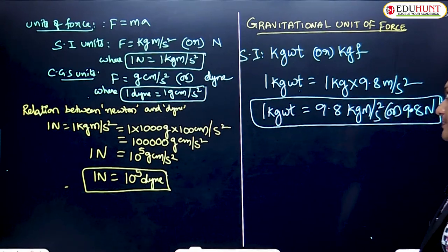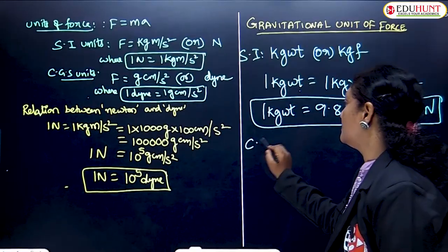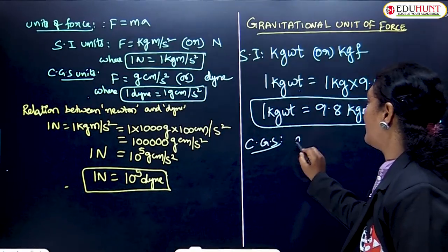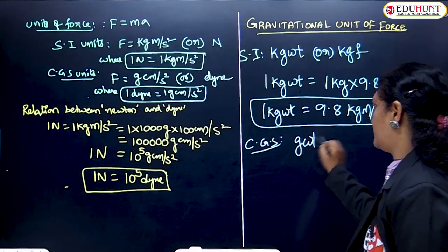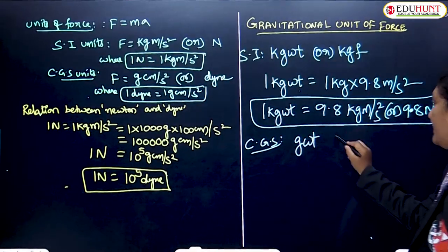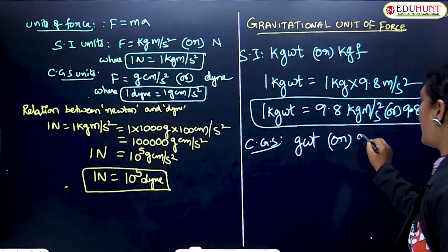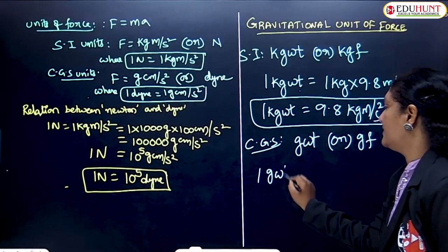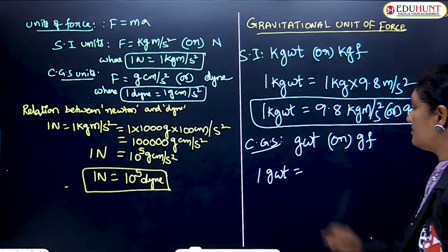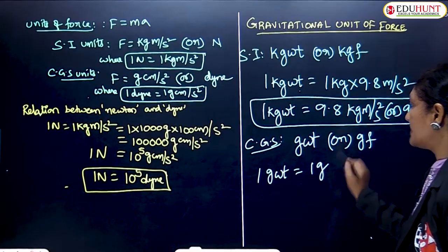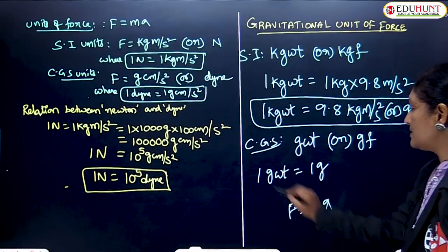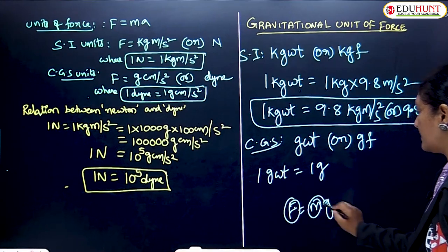If you would like to represent the same in CGS units of gravitational force, then instead of kg you will have gram weight or gram force. The value of 1 gram weight or 1 gram force is equal to 1 gram mass, F is equal to mg. Force means 1 gram weight, mass means 1 gram.